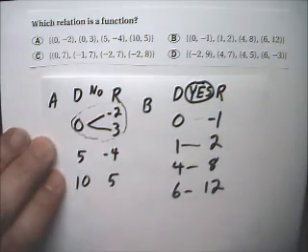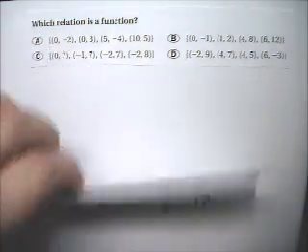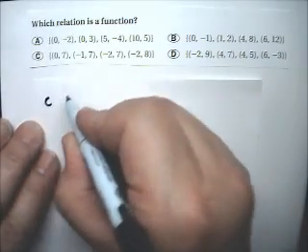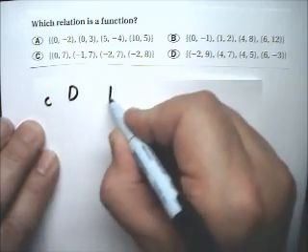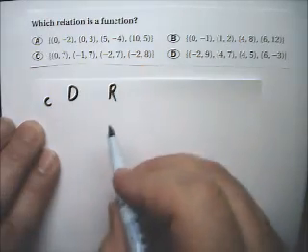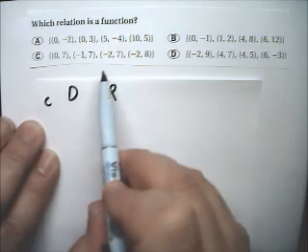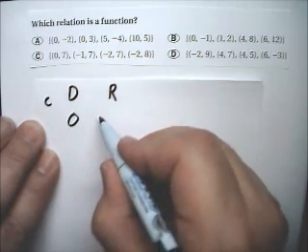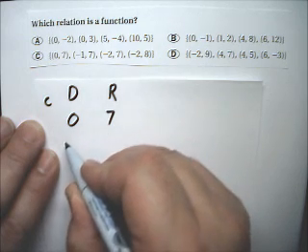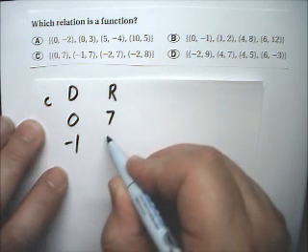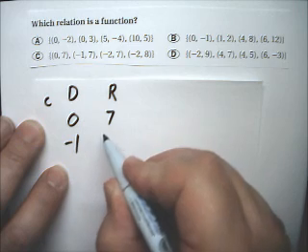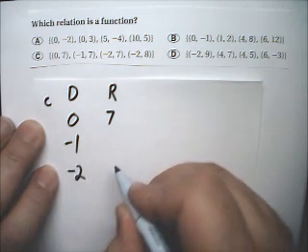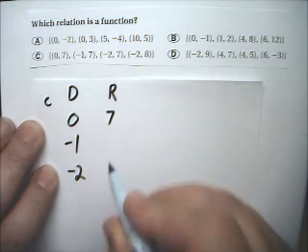So let's look at choice C. We'll figure out the domain and the range and what the mapping is like. The domain is 0, -1, -2. When it's a 0, the range is 7. When the domain is -1, the range is also 7. And when the domain is -2, the range is also 7.